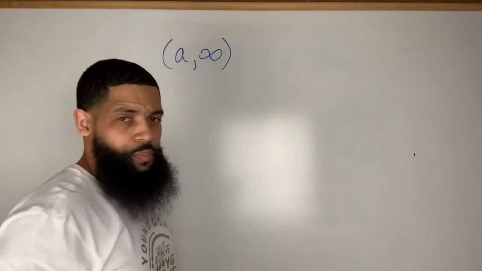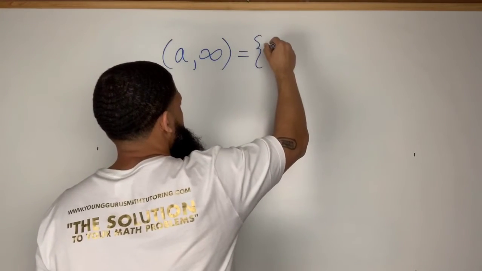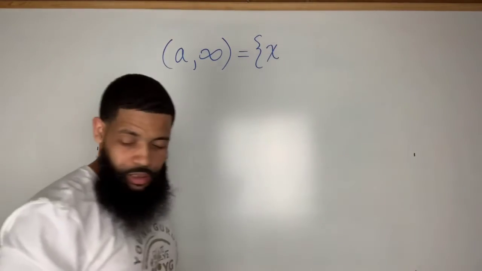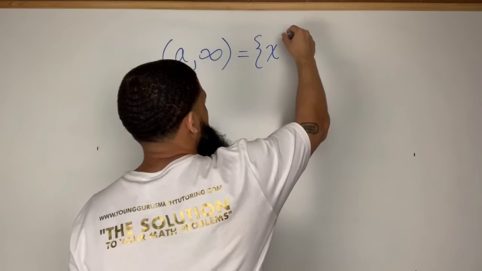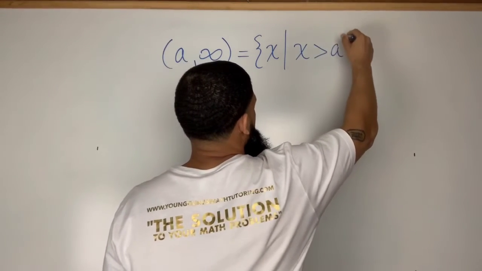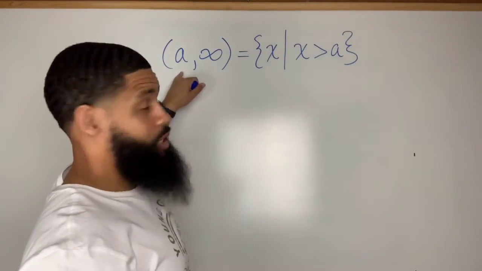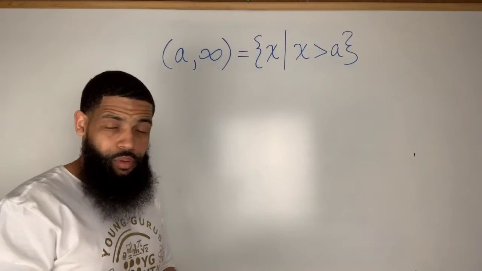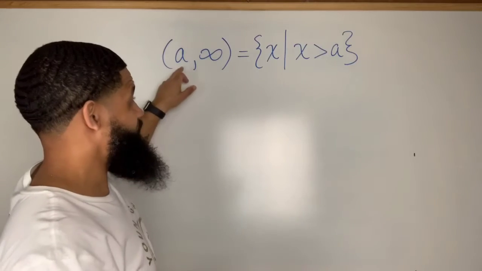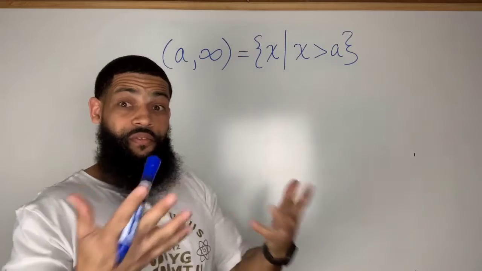This is an open interval which tells me the set of all x, or technically the set of all a, such that x is greater than a. When I have this number a, remember a represents a number. In the example that I just spoke of, I said 5. So let's say a is 5. This tells me the set of all x such that x is greater than 5 in this case.